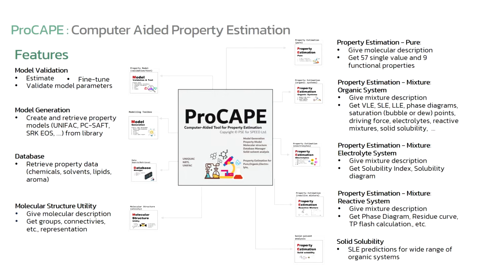In this property prediction series, we will mainly use ProCAPE, which is our specially developed computer-aided property estimation software tool. For this video, we will highlight the properties of organic mixture systems, such as the VLE, SLE, LLE, and phase diagrams based on the given mixture description.